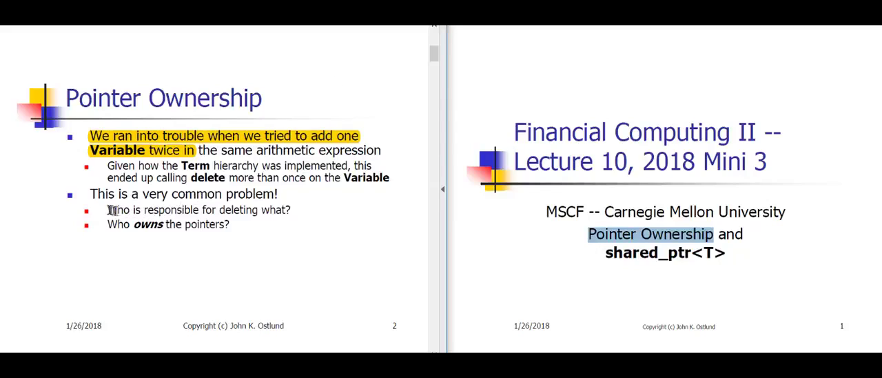So this is a very common problem and gets us to an important question, which is, in your application, who or what owns the pointers to the dynamically allocated objects, and therefore who or what is responsible for deleting those objects when you're no longer using them?